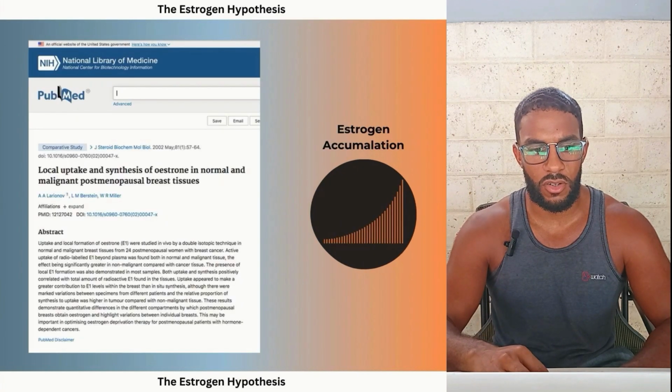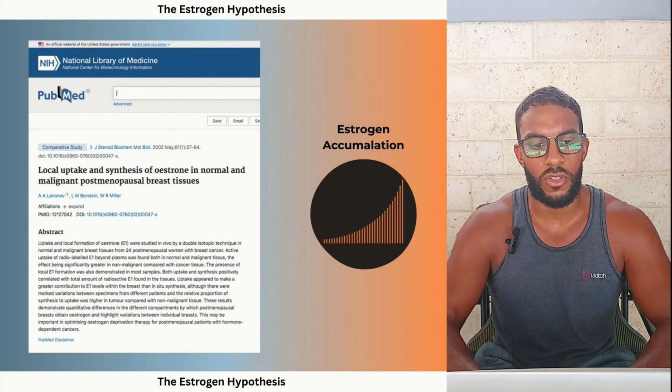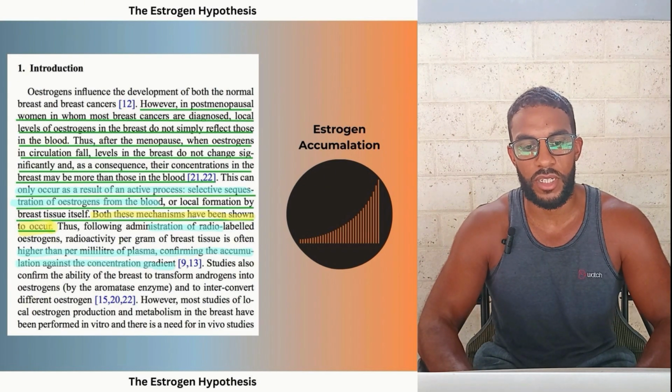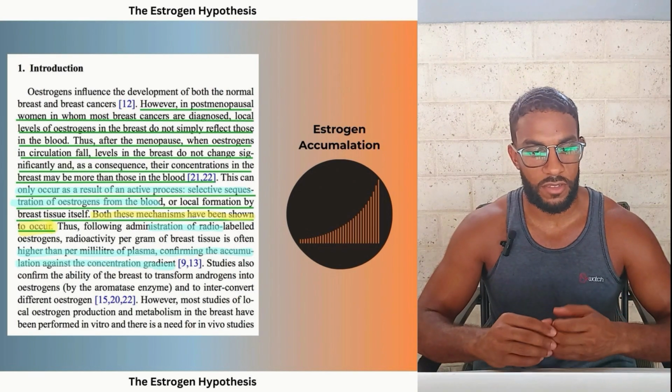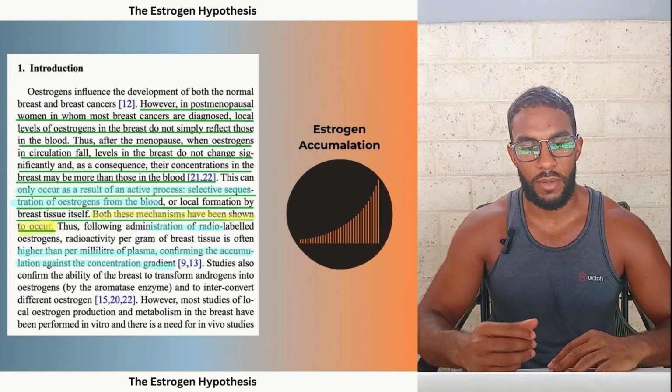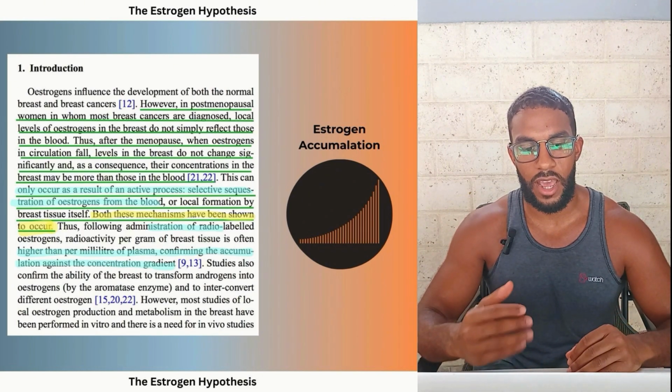So here's a study. It's called Local Uptake and Synthesis of Oestrogen in Normal and Malignant Postmenopausal Breast Tissues, and I'll read it to you. Estrogens influence the development of both the normal breast and breast cancers. However, in postmenopausal women, in whom most breast cancers are diagnosed, local levels of estrogens in the breast do not simply reflect those in the blood. Thus, after the menopause, when estrogens in circulation fall, levels in the breast do not change significantly, and as a consequence, their concentrations in the breast may be more than those in the blood. This can only occur as a result of an active process, selective sequestration of estrogens from the blood or local formation by breast tissue itself. Both these mechanisms have been shown to occur.